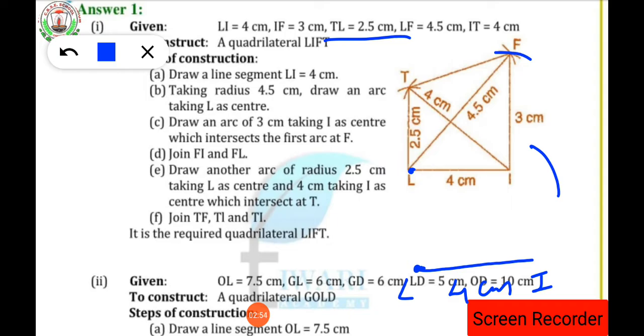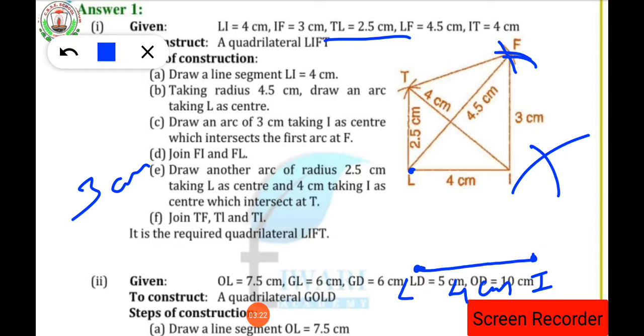taking I as the center, which intersects the first arc at F. Now on the mouth of your rounder you have to measure 3 centimeter with the help of your scale, and keeping the needle at point I, draw an arc so that it intersects the first arc. That means here is the second arc you have to draw, which will intersect the first arc.